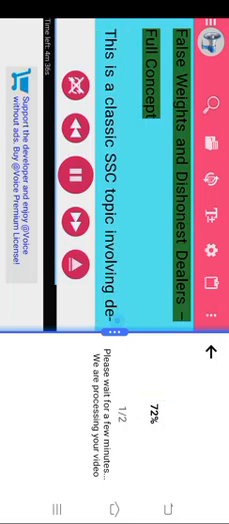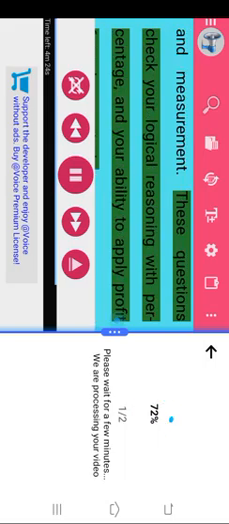False weights and dishonest dealers, full concept. This is a classic SSC topic involving deceptive practices by sellers to gain illegal profit by either using false weights or adulteration or by cheating with pricing and measurement. These questions check your logical reasoning with percentage and your ability to apply profit formulas creatively. Let's understand the concept of false weights first.